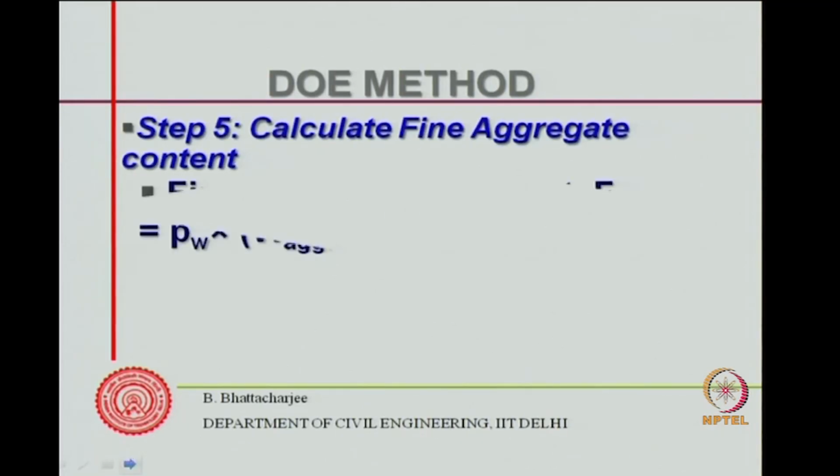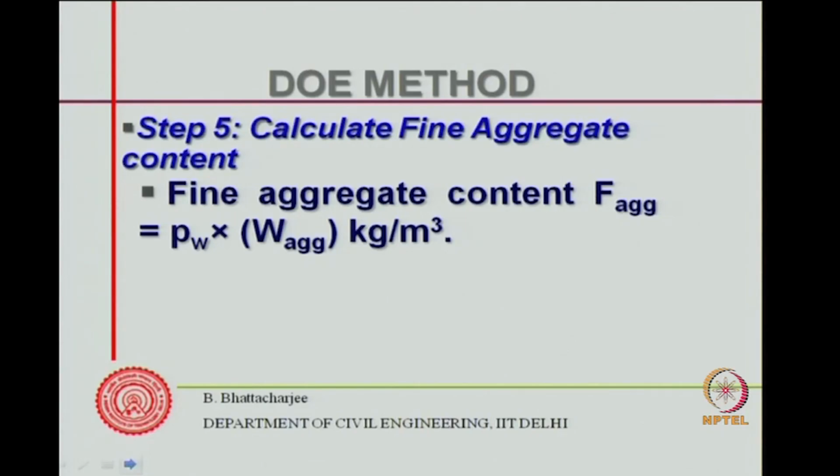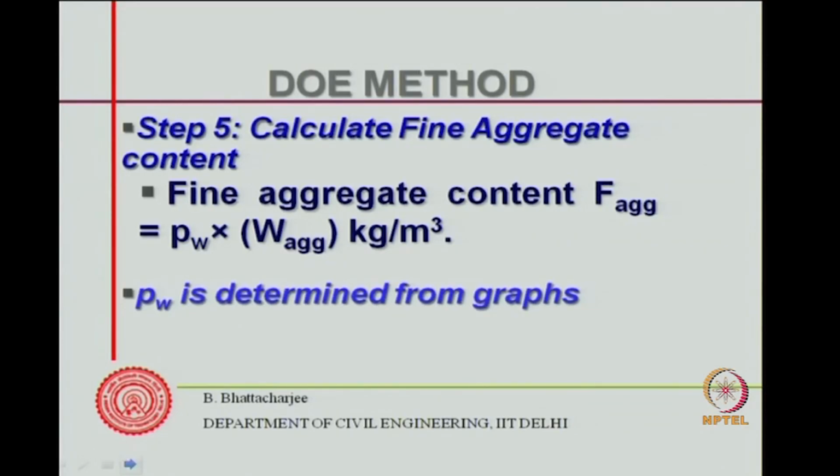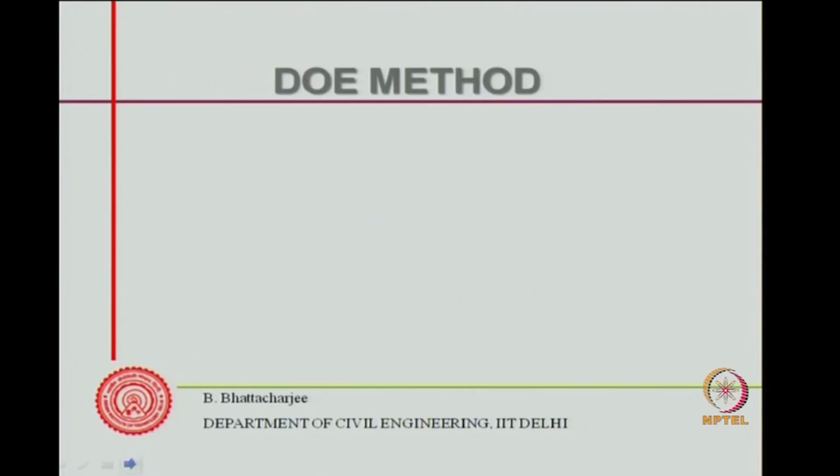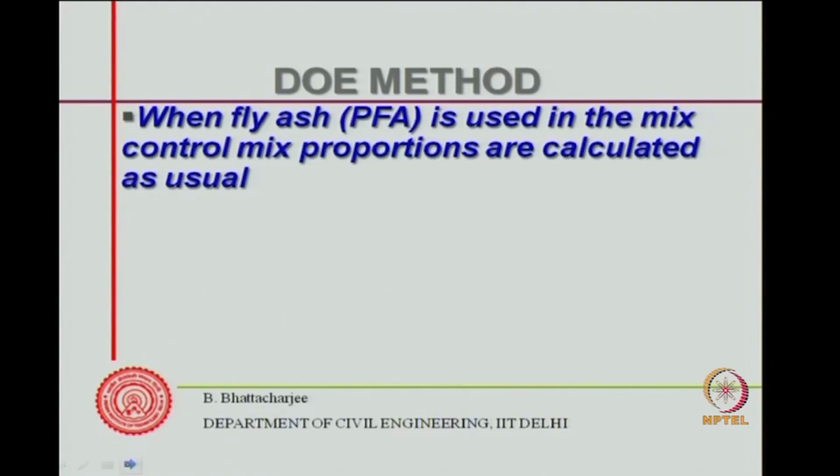So you calculate the fine aggregate content as fine aggregate content equals P_W, which you have obtained from the previous curve, multiplied by W_AGG, where W_AGG is the total aggregate content. So C_AGG is equal to W_AGG minus fine aggregate content. So you have found out the total proportion of material in the concrete without fly ash and without superplasticizer. If you are using fly ash, then this is the method available. If you are using superplasticizer, then reduce down the water content and rest all will work in the same manner as you have done it for the IS method.